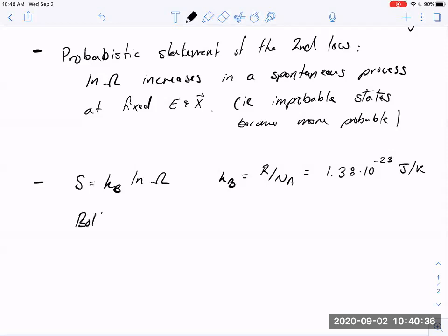So again, this was Boltzmann's definition of the entropy, just relating it to the number of microstates.